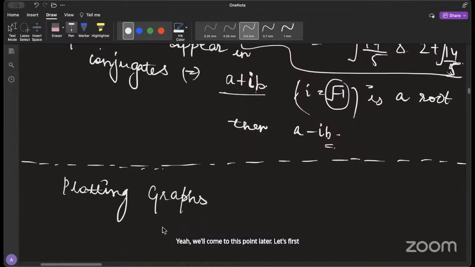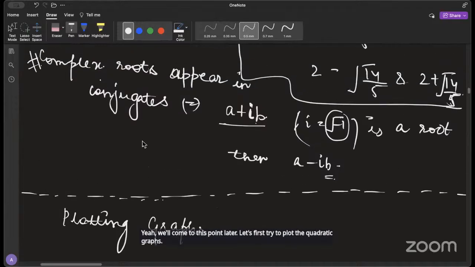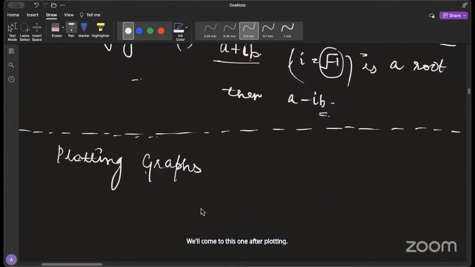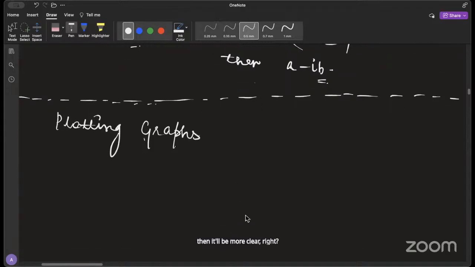Let's first try to plot the quadratic graphs. We'll come to this one after plotting. Then it will be more clear, right? Okay.